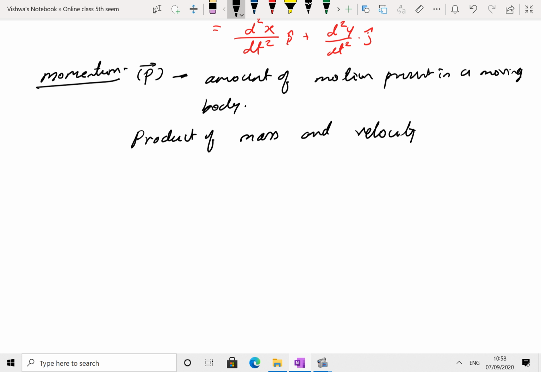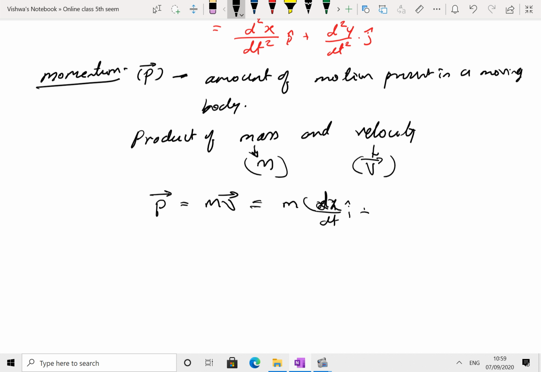Mass is the property or inertia of the object, so that is represented by m. The velocity is represented by v, which is a vector quantity. Then momentum is a vector, p equal to mv. So this represents the momentum. In terms of position vectors, it is m times dx by dt i cap plus dy by dt j cap. So this represents the momentum of the object.